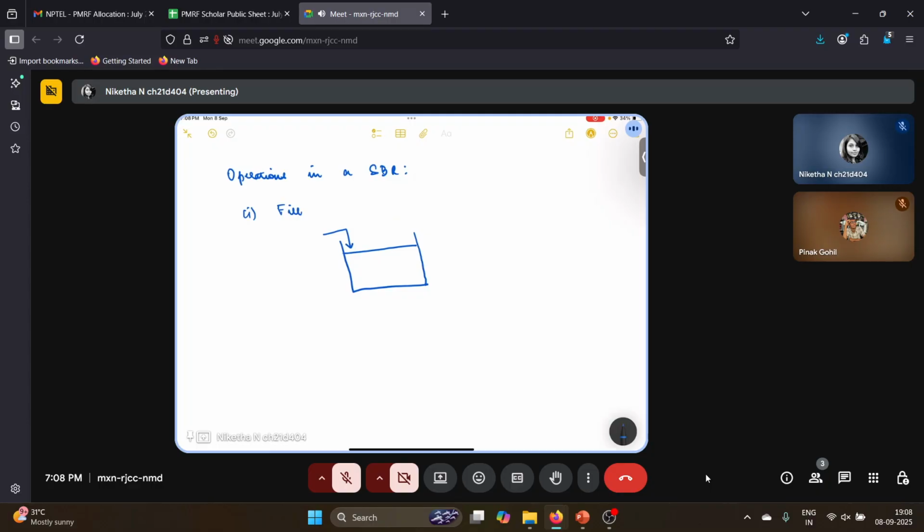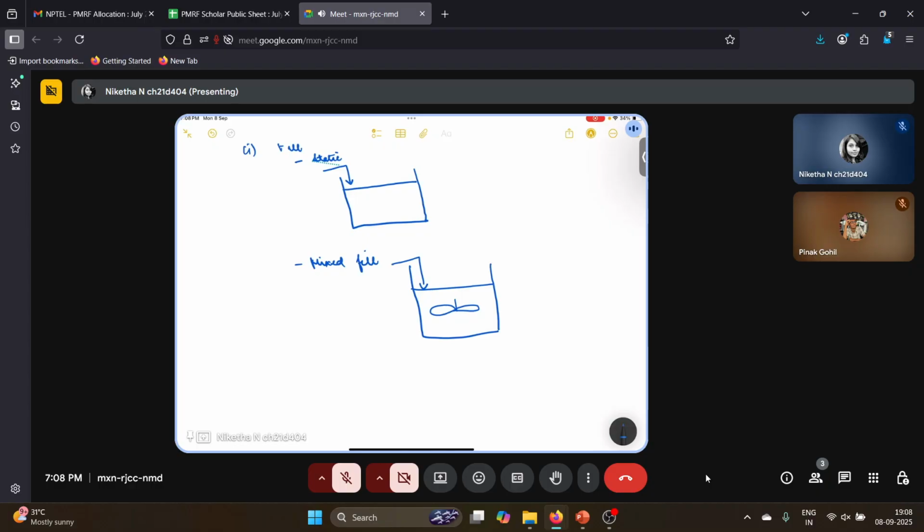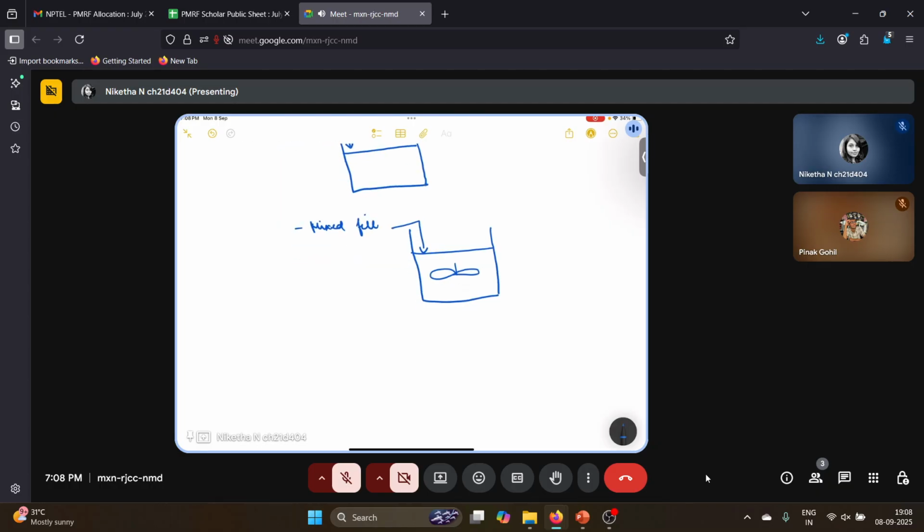There are different types of fill. The first one is the static fill, where there is no mixing, and then there is the mixed fill, where, as the wastewater enters, we have mixers present. That will mix the water thoroughly. In this condition, there is no aeration, so there are anaerobic conditions also.